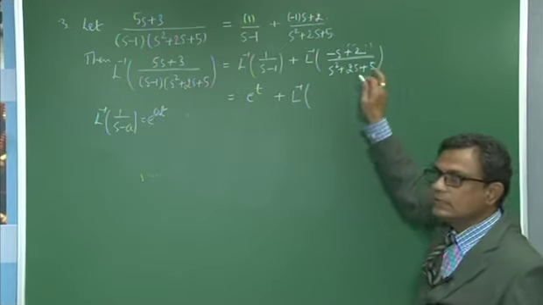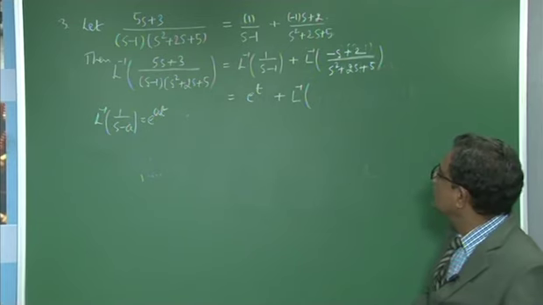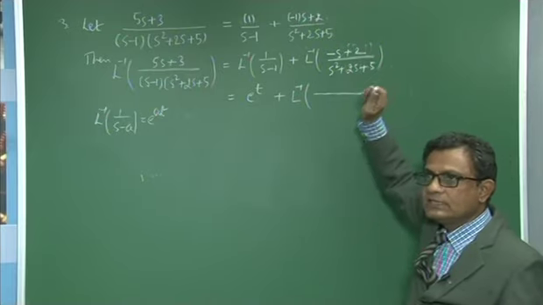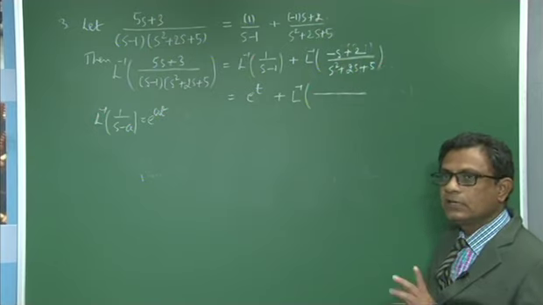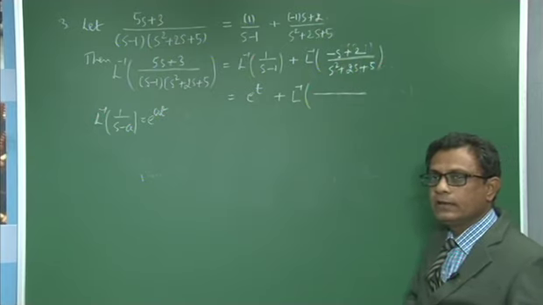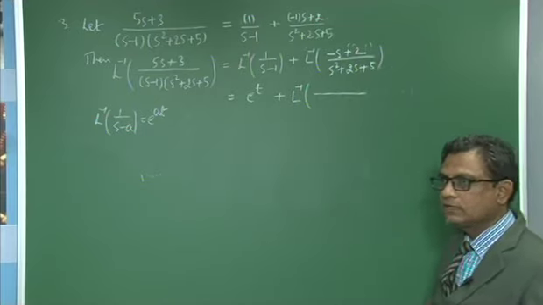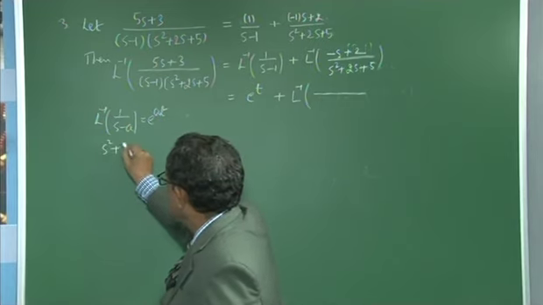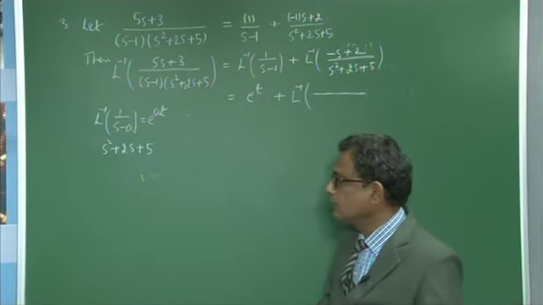Here it is not in the standard form of any of the formulas. Here the numerator is linear and the denominator is quadratic. First you have to make the denominator a perfect square. We know how to make it a perfect square: s square plus 2s plus 5. How do we make it a perfect square?